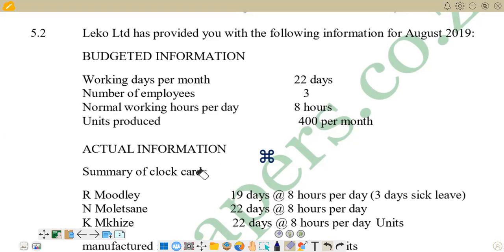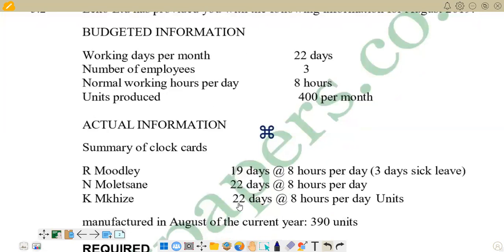So that is what we have in terms of budgeted, and then actual is what transpired during the period. We have the summary of clock cards, whereby we are given a summary of what happened to Aramudli, and then the next one is N Molesane, and the last one is Kem Kize. So this is what we have in terms of actual information.